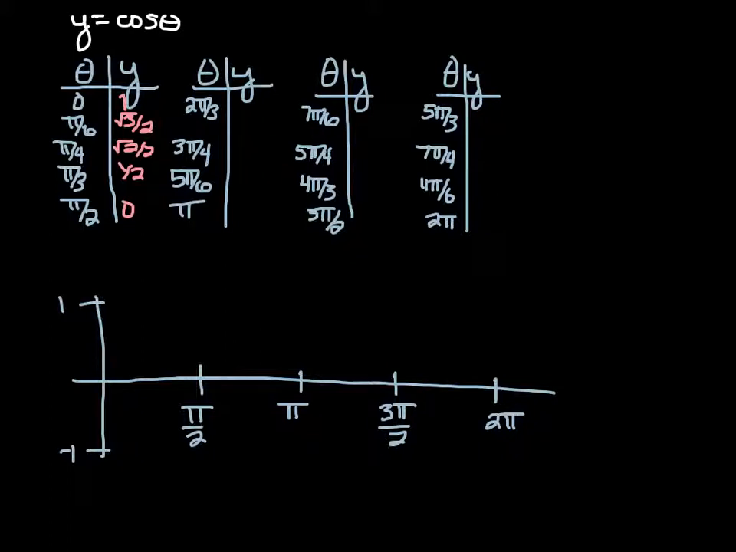So I'm just going to plot those points right here. So we got 1, 0, 3 over 2. I'm just estimating these, they don't have to be too accurate.